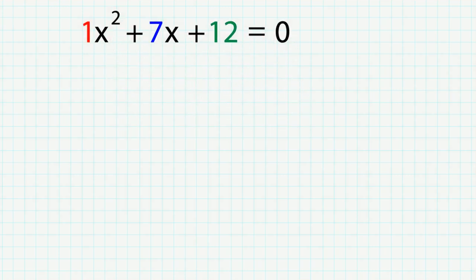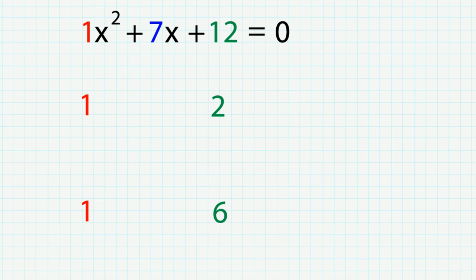Now think of two numbers that multiply to become a, which is 1, and think of two numbers that multiply to become c, which is 12. Any combination is fine for now because we need to do some trial and error to obtain the correct combination. So I'll choose 1 and 1 for a, and I'm just going to write them vertically on the left hand side, and I'll choose 2 and 6 for c, and they will go on the right hand side like this.